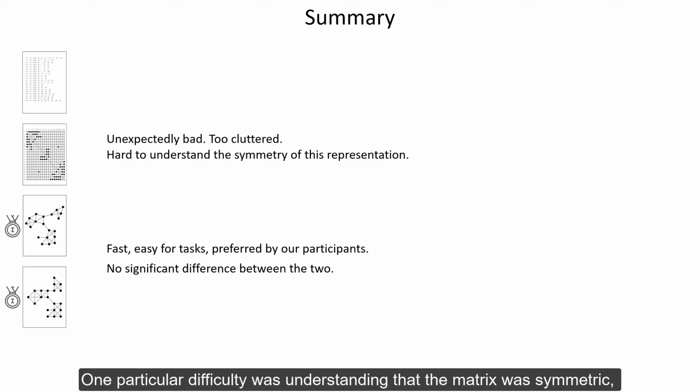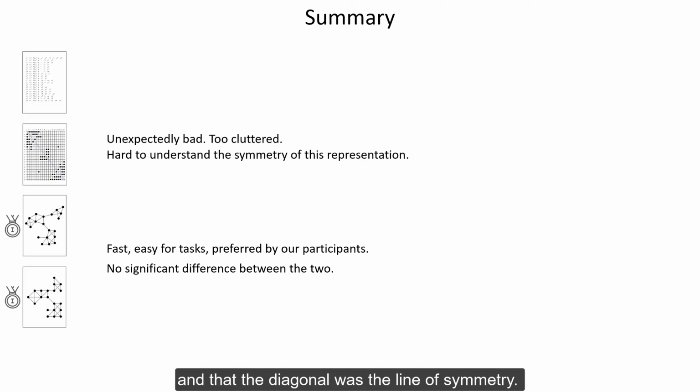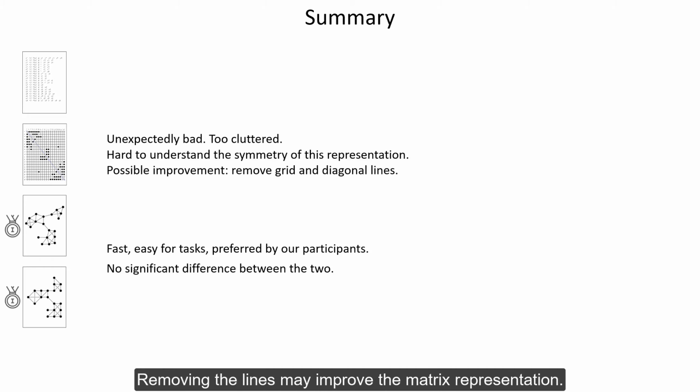One particular difficulty was understanding that the matrix was symmetric and that the diagonal was a line of symmetry. Such information is immediately apparent visually, but not when explored by touch. Matrix was also complained to be too cluttered. Removing the line may improve the matrix representation.